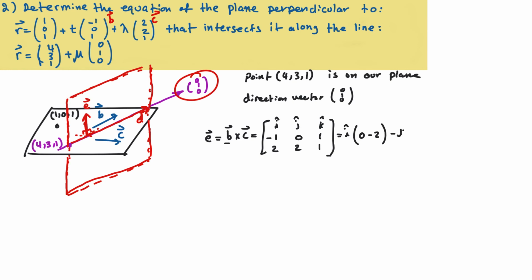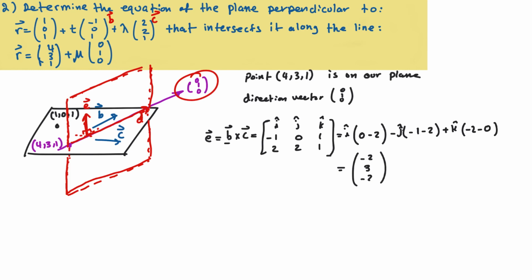minus j. And for j, I'm going to multiply -1 by 1 and subtract that by 2 times 1, which is 2, plus k. And for k, I'm going to multiply -1 by 2, which is -2, and subtract that by 0 times 2, which is 0. And I will end up getting my components as -2 for x, -1 minus 2 is -3, times -1 is +3, and -2 minus 0 is -2.